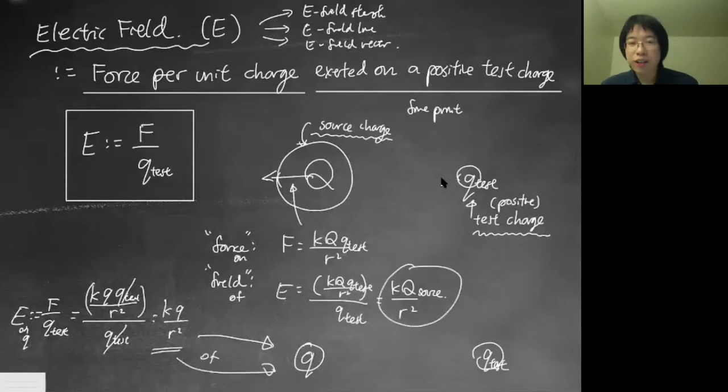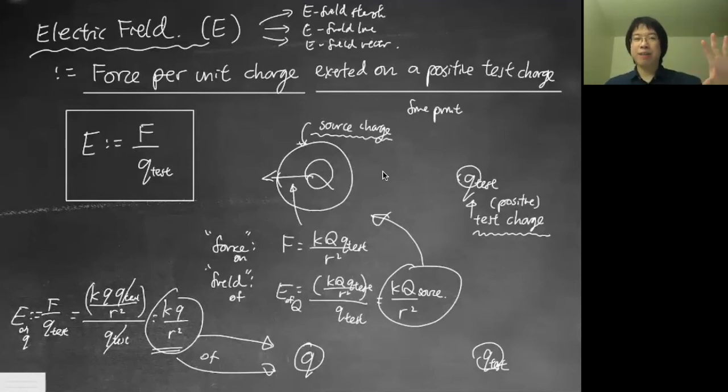So look, which one is stronger? Clearly, the electric field of big Q is larger than the electric field of small q, right? Because I've divided away an object used to test it. So this is the idea of electric field.